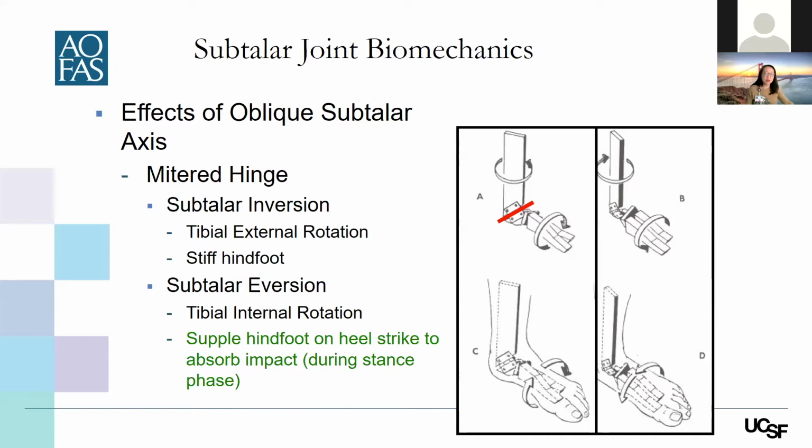In the same way, when the subtalar joint is everted, there's internal rotation of the tibia. This is really important because when you put your foot down in the gait cycle and your heel first hits the ground, you want your heel and lower leg to be soft and supple so you can absorb that impact. So when the subtalar joint is everted, it creates flexibility in the hindfoot, and that's really important for gait.